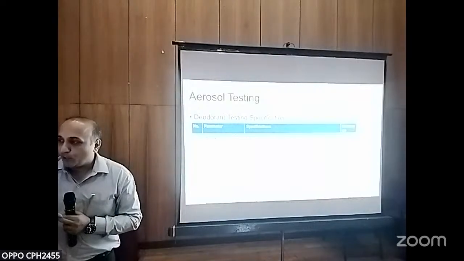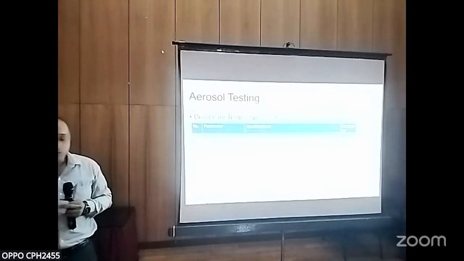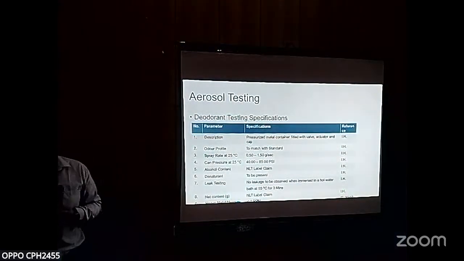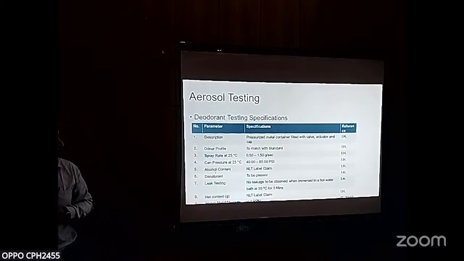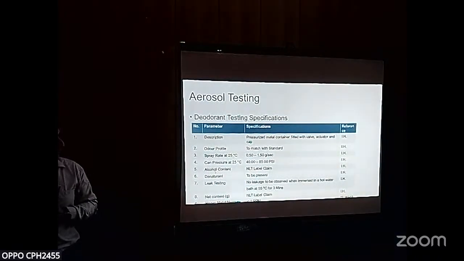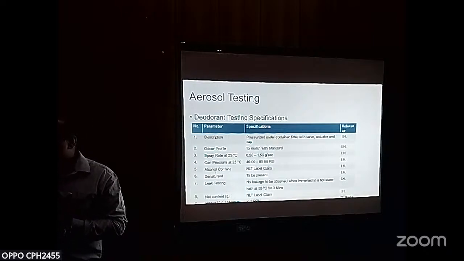In deodorant testing, this is how a normal spec looks. There's something you cannot see, but it talks about heavy metals and other contents which are already given there. If you can see in the last column, all the things are as per the aim only.